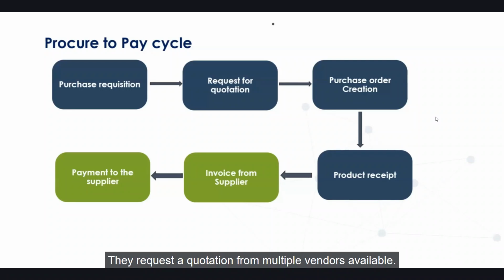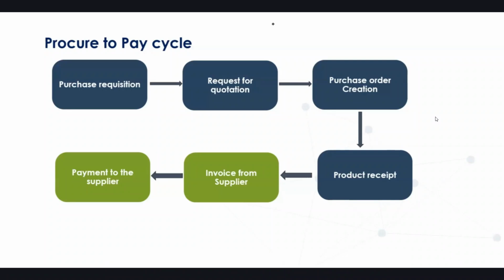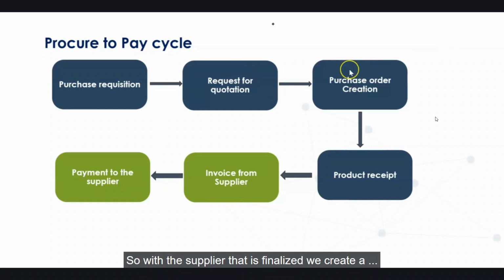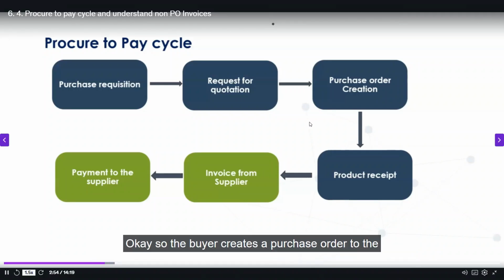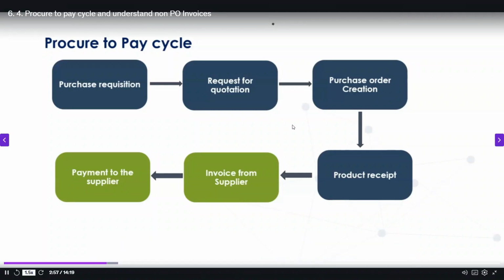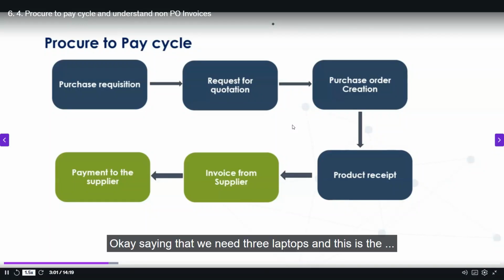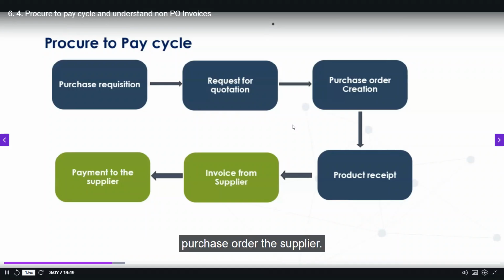So they request a quotation from multiple vendors available, and out of them, they will finalize one supplier. With the supplier that is finalized, we create a purchase order. Here, when I say we, it is the purchasing team, so the purchasing agent or the buyer. The buyer creates a purchase order to the particular vendor, saying that we need 3 laptops and this is the price that we agreed, and we confirm this purchase order to the supplier.